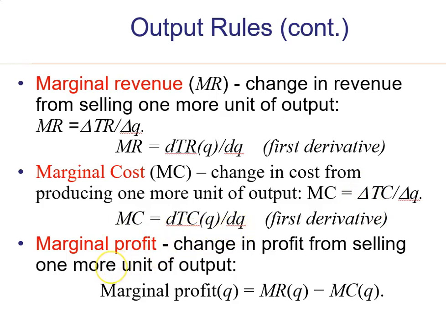And finally, this marginal profit, this is the change in profit you get from selling one more unit of output. And what you want is your marginal profit to be equal to 0 when you find your marginal revenue, subtract off your marginal cost, where you profit maximize, that marginal profit is equal to 0.